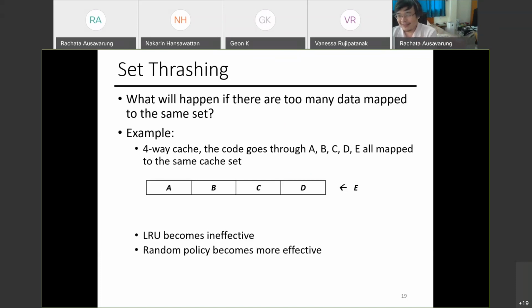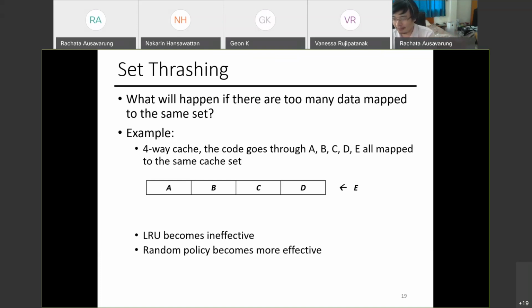How bad? A random policy is even better, right? If you pick a random block to kick out, you're going to get some hit rate. You're going to have some cache hits, right? It is going to be strictly better than the LRU policy.